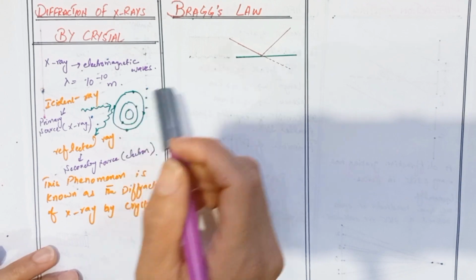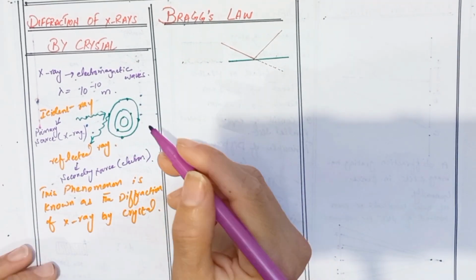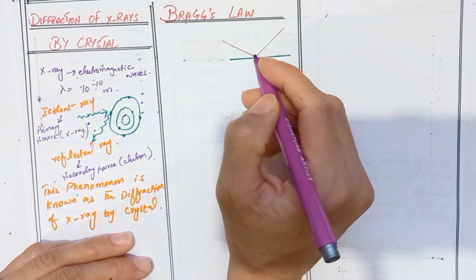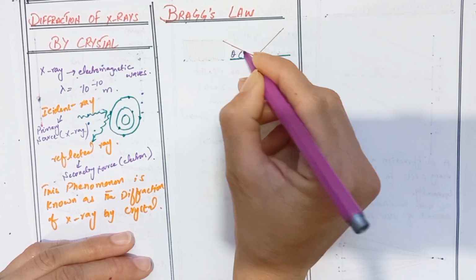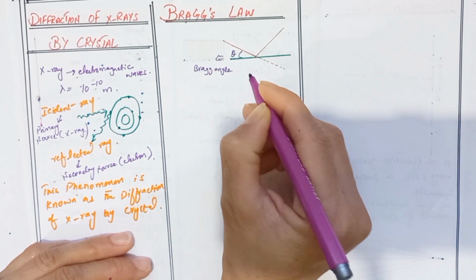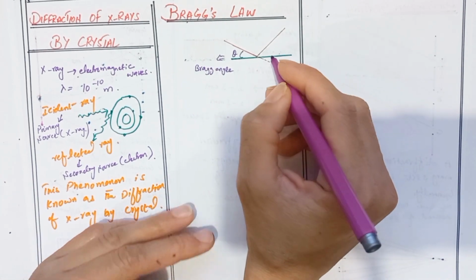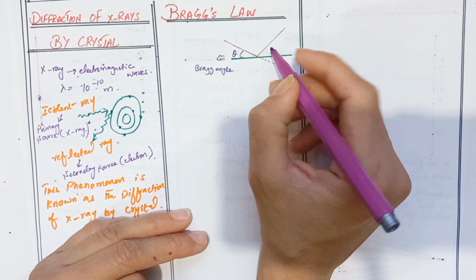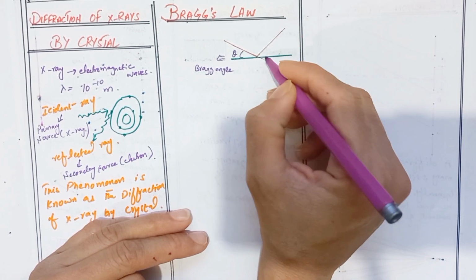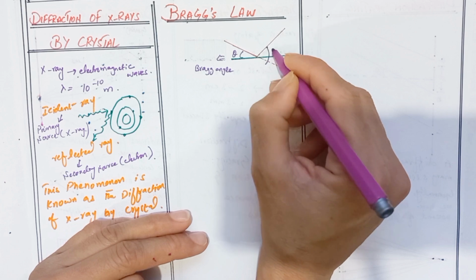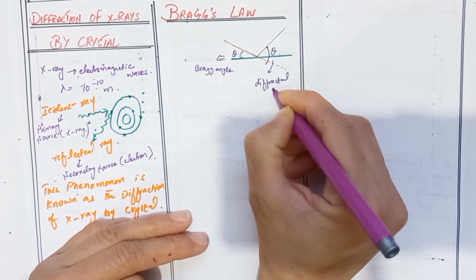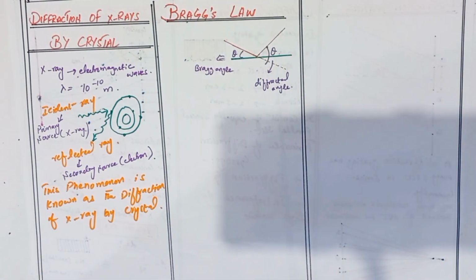Now we discuss Bragg's law. According to Bragg's law, if the X-ray is incident on any crystal plane, it makes an angle theta. This angle theta is known as the Bragg angle. Then after reflection, we find this ray on the detector. The angle between the incident ray and the reflected ray is known as the diffracted angle.